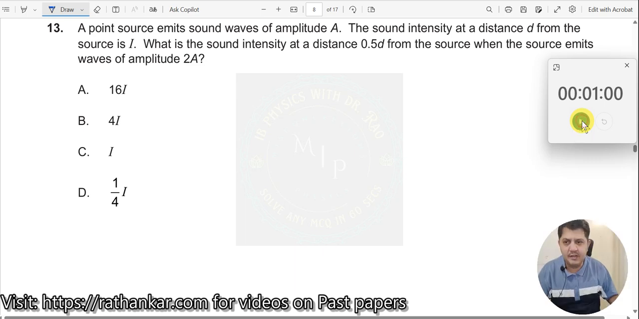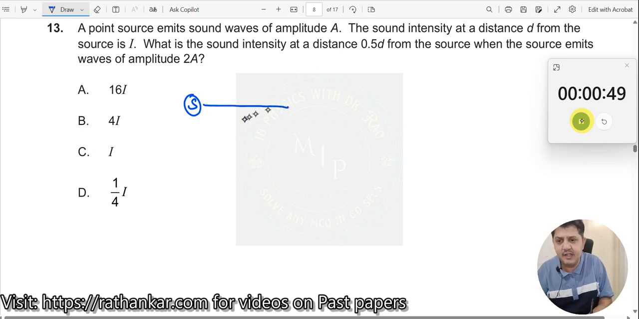Question number 13. A point source emits sound waves of amplitude A. The sound intensity at a distance d from the source is I. What is the sound intensity at a distance 0.5 d from the source?